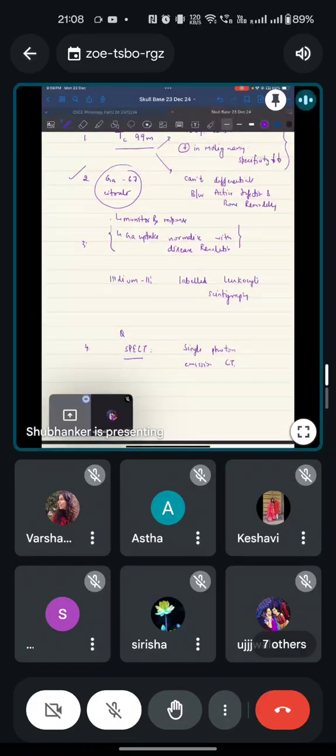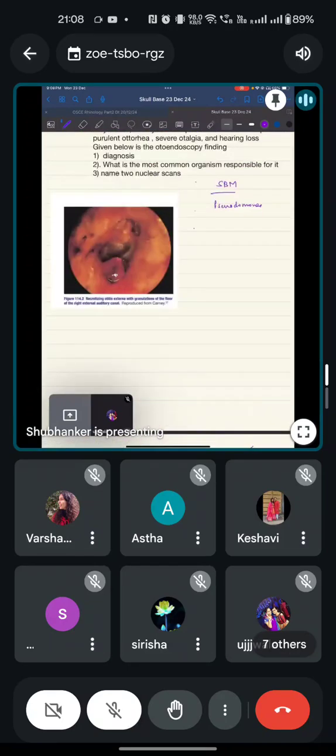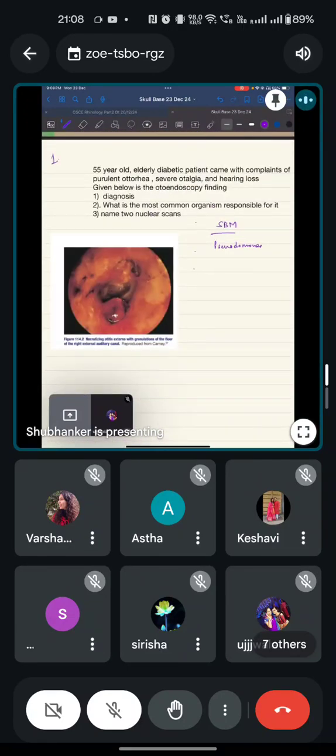And third will be your indium 111 labeled leukocyte scintigraphy, and fourth is the SPECT. These 4 names are given in short. So please remember them. So again, coming over here, just see the 55-year-old elderly diabetic. I'd like to take 2 minutes of yours to lay emphasis on this topic. It is very important.